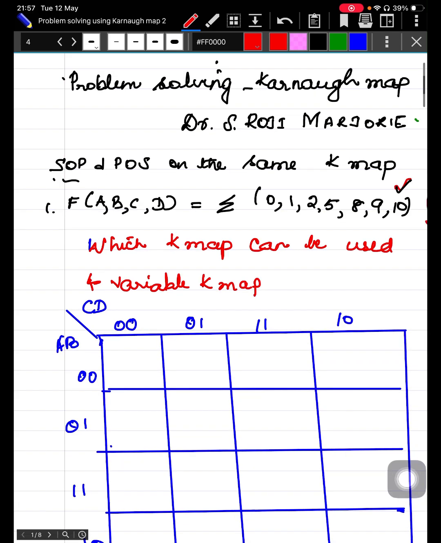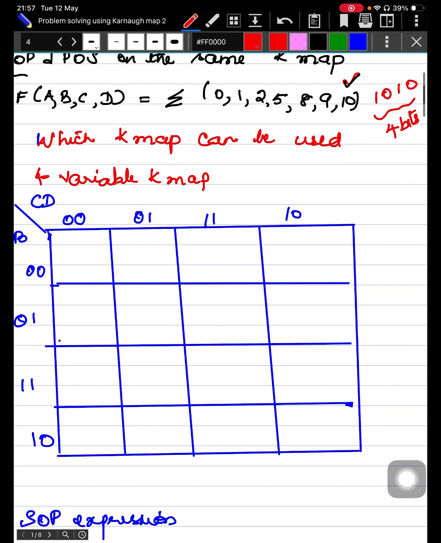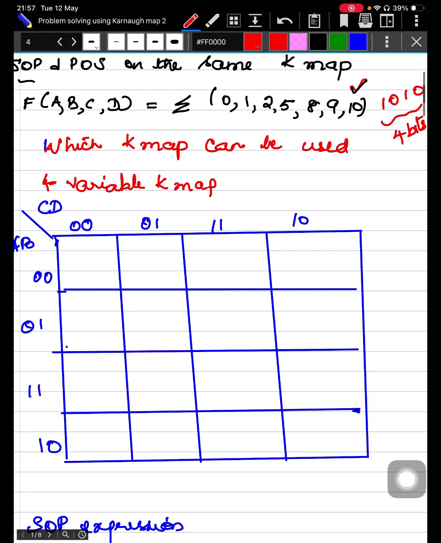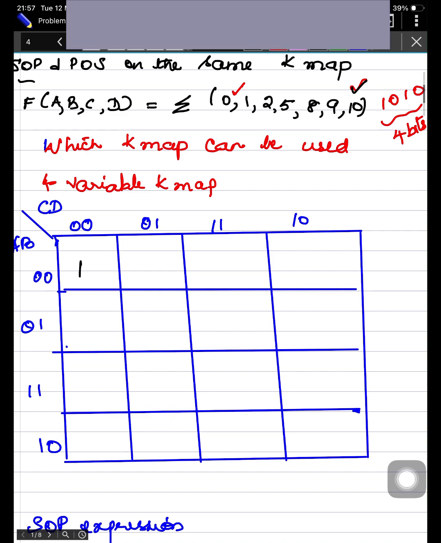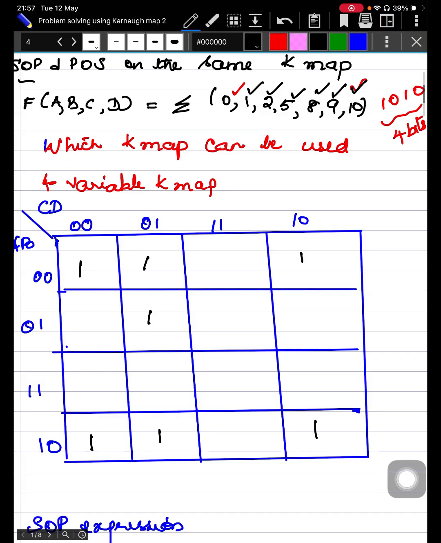Now, I'll plot the terms which are given there. The first term is 0, which is 0, 0, 0, 0. The second term is 1, which is 0, 0, 0, 1. The third term is 2, which is 0, 0, 1, 0. The fourth term is 5, which is 0, 1, 0, 1. The next term is 8, which is 1, 0, 0, 0. And the next term is 9, which is 1, 0, 0, 1. And the last term is 10, so 1, 0, 1, 0.